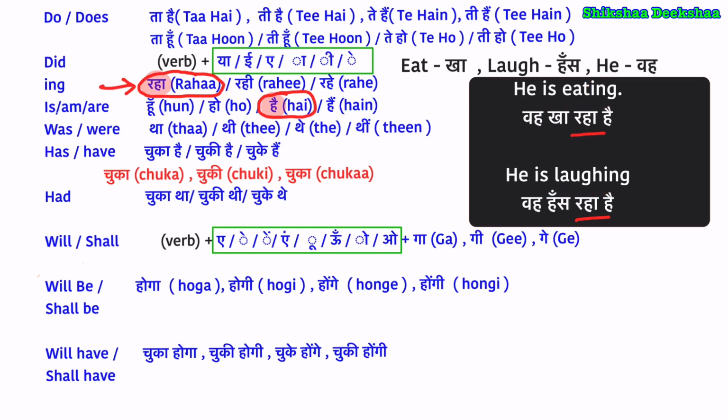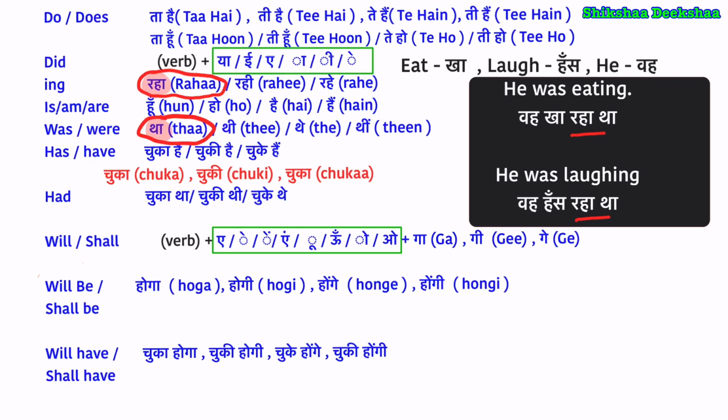As we are using is and ing, our suffixes will be रहा and है. So is eating means खा रहा है, is laughing is हंस रहा है, वह खा रहा है, वह हंस रहा है. Now past continuous tense, was eating, was laughing. So our suffixes will be रहा था, वह खा रहा था, वह हंस रहा था.